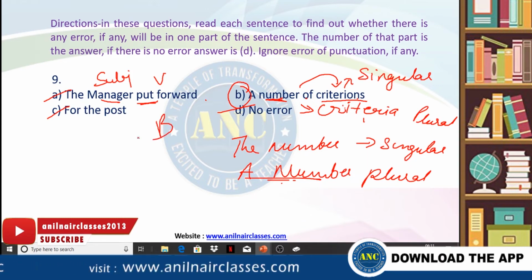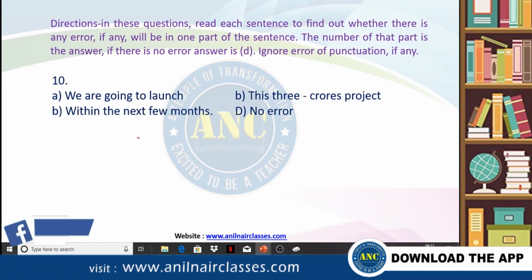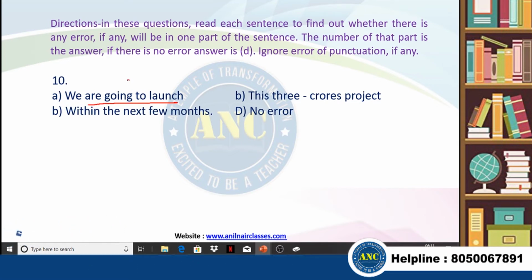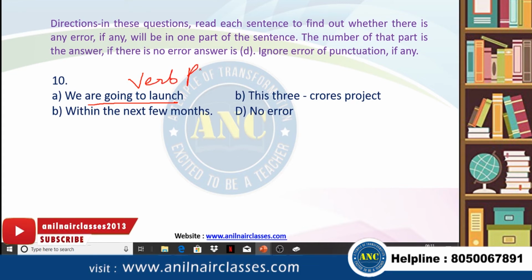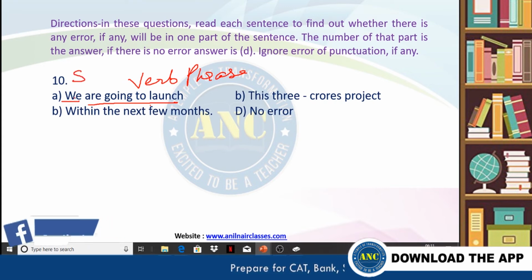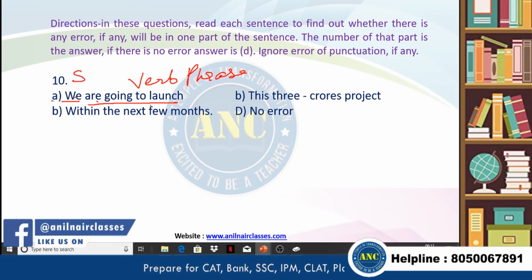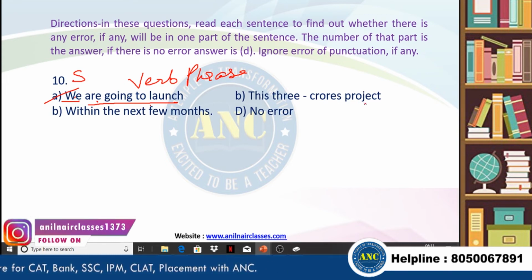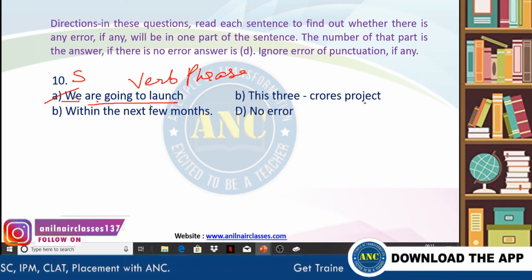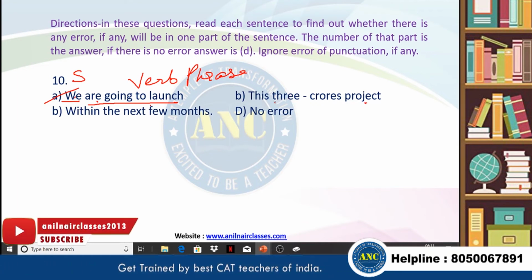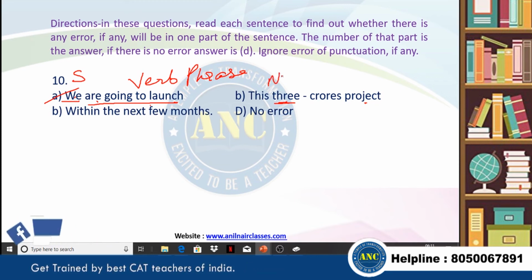Let's move ahead to the next question. Now, we are going to launch. So, are going to launch is the entire thing, our verb phrase. Who are going to launch? We. We is the subject, plural verb, are is there. So, perfectly fine. This 3 crores project. This 3 crores project. So, what is 3? 3 is a number.